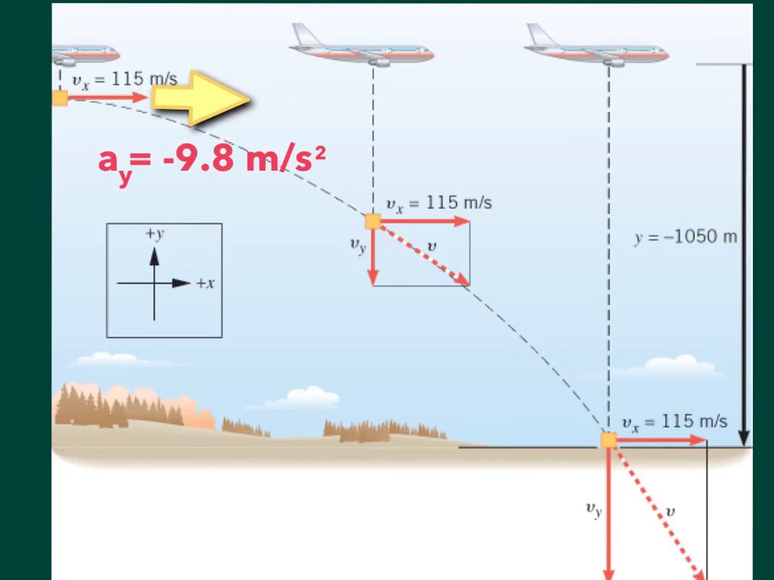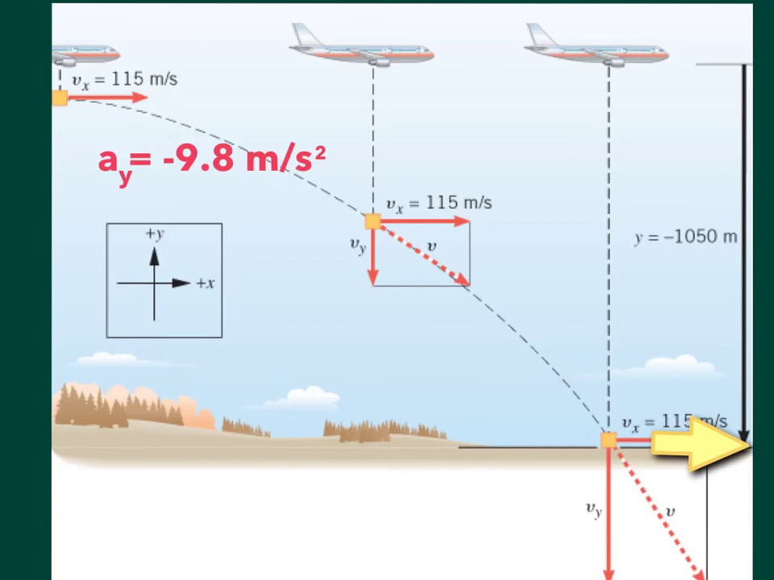So now we just need to put it all together. In the x direction, our velocity is constant at 115 meters per second. So the distance that we travel in the x direction is just 115 meters per second times the time that the object's in the air.